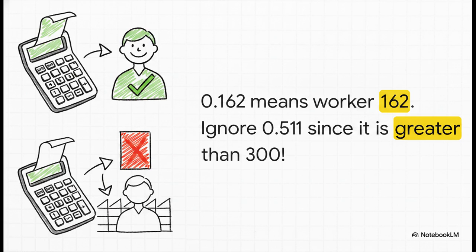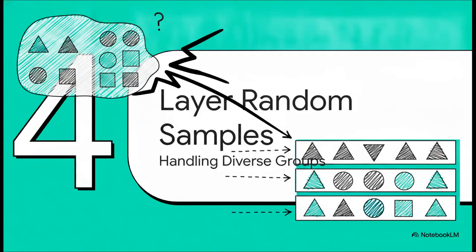You also have to toss out any numbers that the calculator repeats. So you literally just keep hitting that equals key, evaluating each decimal until you have exactly 30 unique, valid worker numbers. All right, let's pivot to Section 4, layer random samples.